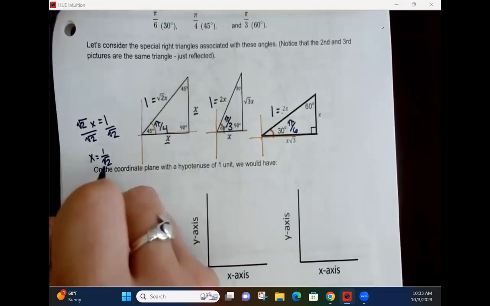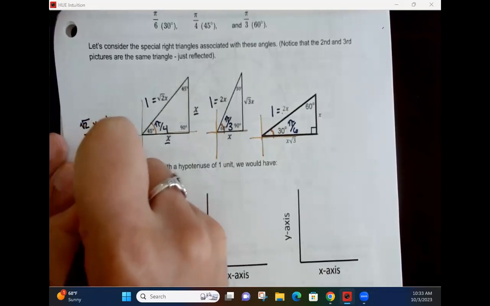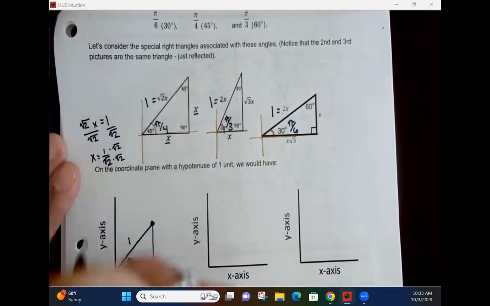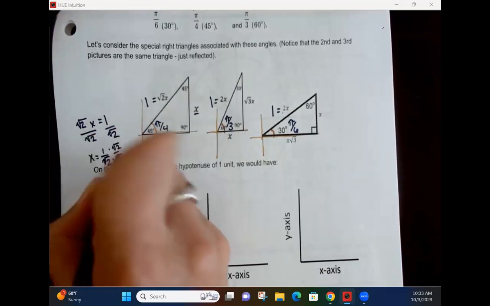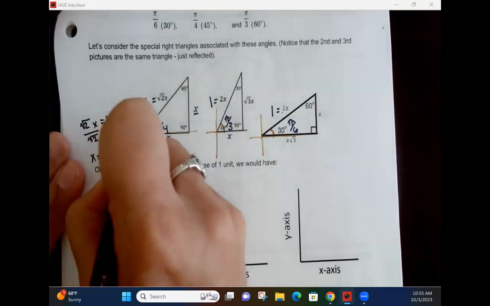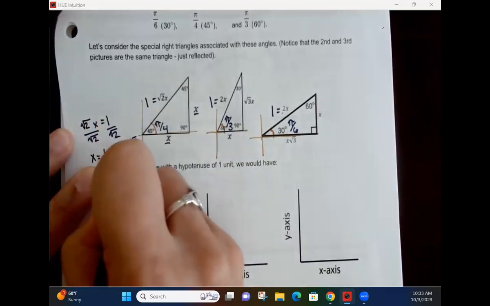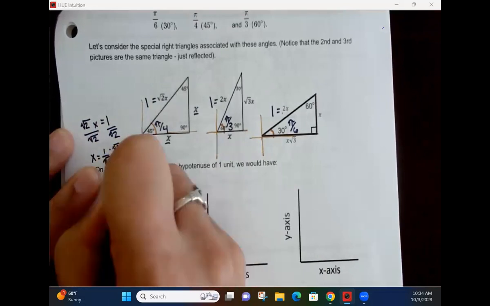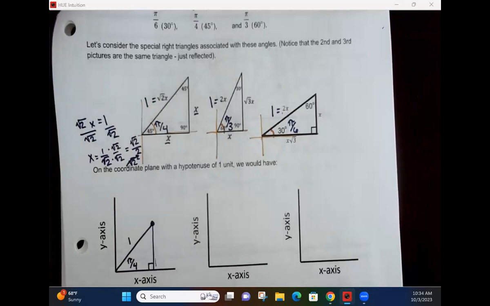So to get this root out of the bottom of our fraction, we multiply by that root on top and bottom. This is okay to do because I am essentially multiplying by 1, right? A number divided by itself is the same as 1. But when I do this, we would have root 2 on the top, and then root 2 times root 2, that would be the square root of 2 squared. So on the bottom now I have a rational number, just 2.